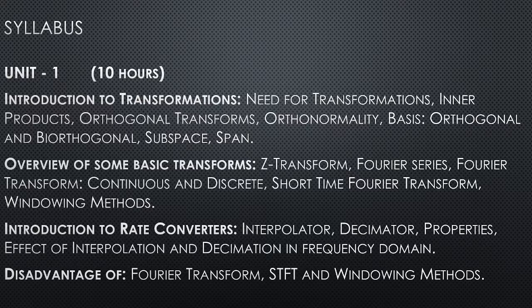So in unit 1 we have introduction to transforms, it's basically revision of DSP, Z transform, Fourier series, Fourier transform. What you've not done probably is the short time Fourier transform, which we will look at in this unit. And we'll also take a look at rate converters, that is changing the conversion rate, a decimator and interpolator, either increasing the rate or reducing the rate. And at the end of this module, we'll look at the disadvantages of Fourier transform and short time Fourier transform and the windowing methods. So this unit basically deals with multi-rate DSP.